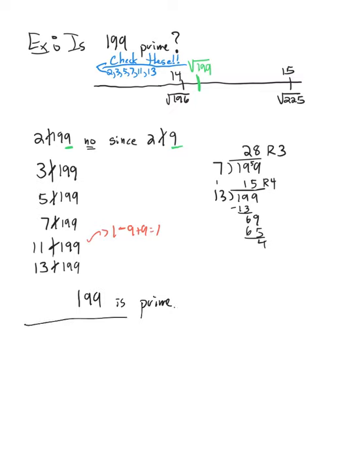So try this example now. Check if 391 is prime. Follow the steps above. Figure out the prime numbers you need to check, and then check them. Pause the video now and see if you can do the test for primality on 391.